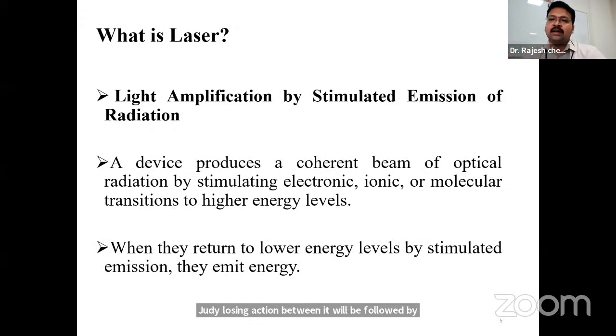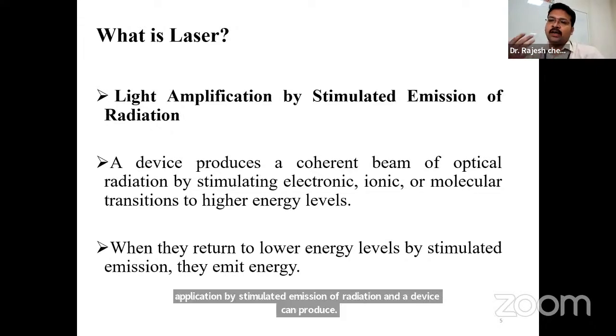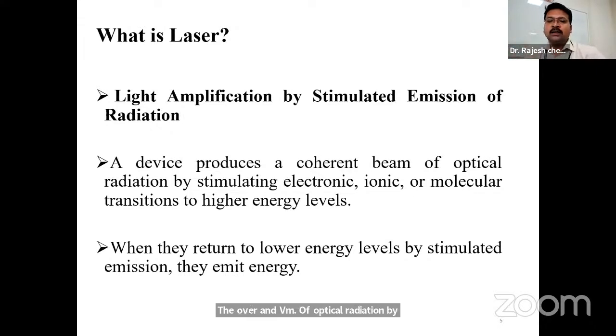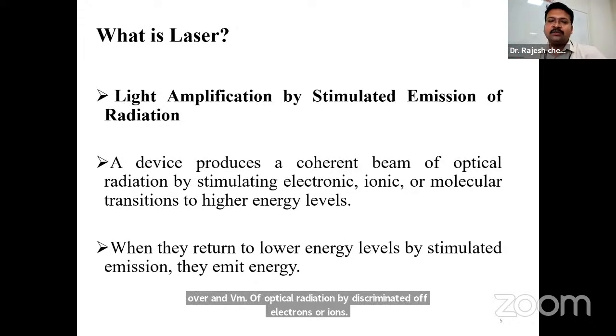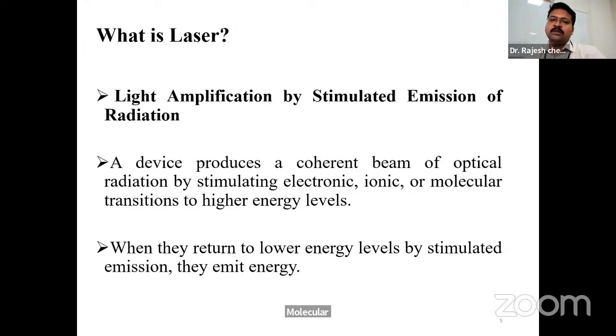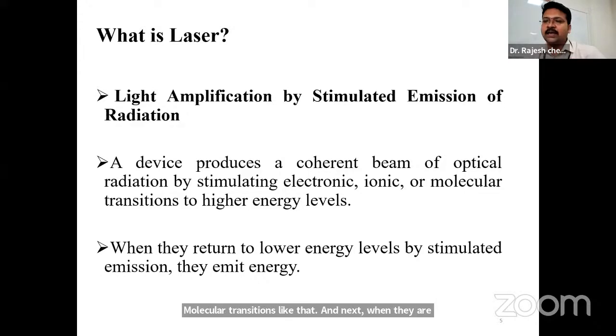I am just giving the definition of how we can write. So these things we have to write. We will ask in the examination, what is the laser? Laser means light amplification by stimulated emission of radiation, and a device that can produce a coherent beam of optical radiation by the stimulation of electrons or ions, molecular transitions, like that. And next, when they return to the low energy levels by stimulated emission, they emit energy. That energy we call the laser. Like this you have to write.